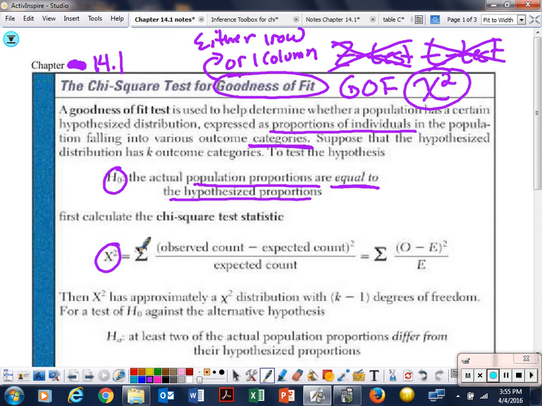So x squared equals the sum of the observed count minus the expected count, squared, okay, divided by the expected count. Now we actually have to figure all of those out. And again, I'm going to show you with the calculator how we can do that. We can abbreviate this simply with O for observed minus E for expected, squared, all over expected.